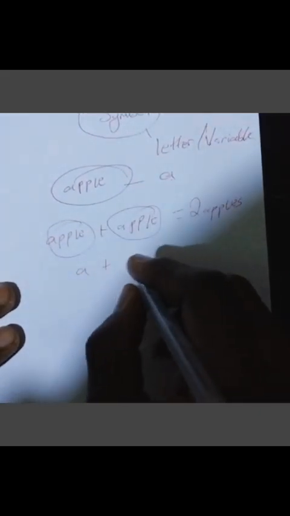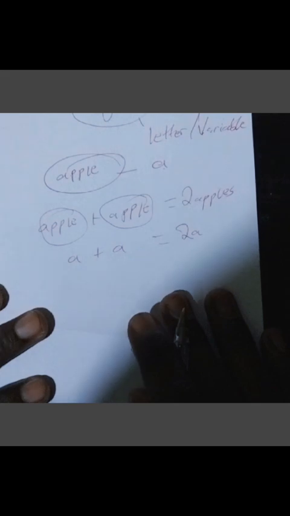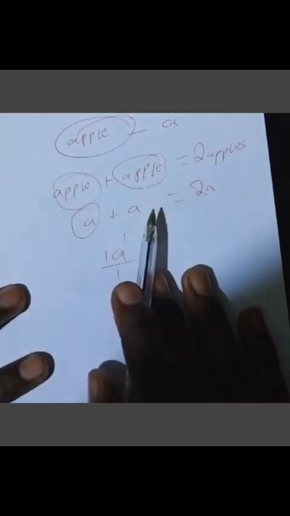Right? In algebra, this apple is A, plus this apple, which is also abbreviated to be A. That's why in algebra, when you say A plus A, you have 2A. Now, at first, let's try to simplify this A. This A that you're seeing has a coefficient of 1. It has a power of 1. And a denominator of 1.